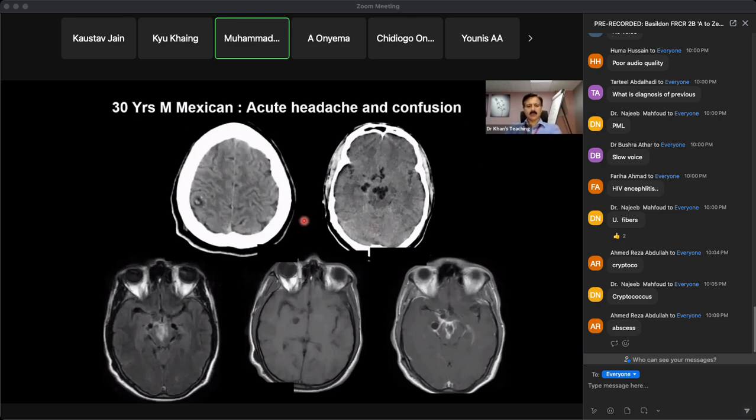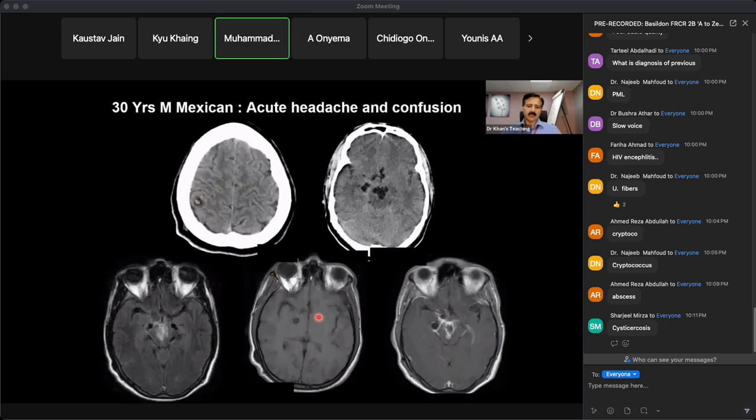Yes, please. So 30-year-old male, acute headache and confusion. On the CT, there are multiple foci of abnormality in the right parietal and also in the midbrain. And on MRI, it shows post-contrast enhancement. I'm just looking at the pre-contrast. This one did not show enhancement. I have not given you the MR. And this one shows enhancement. Yeah. What is your conclusion?